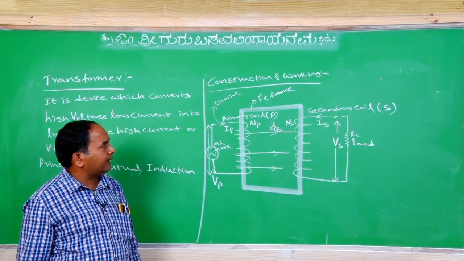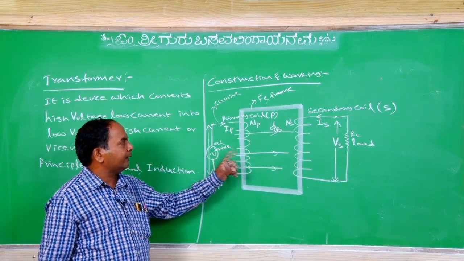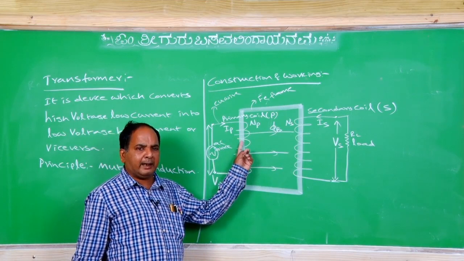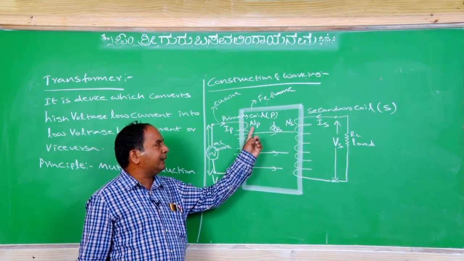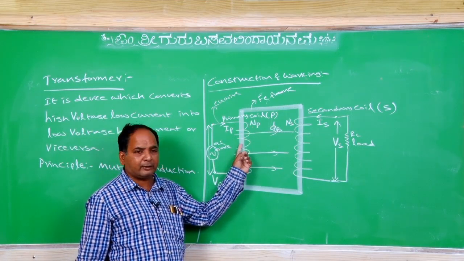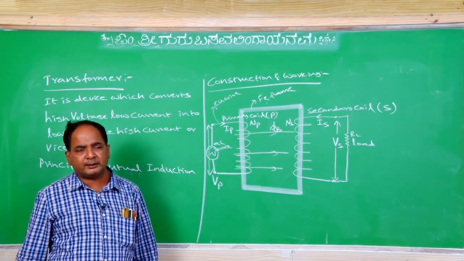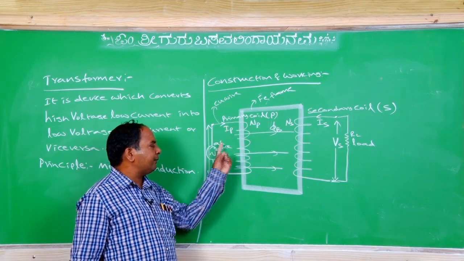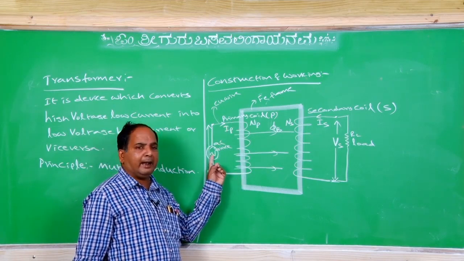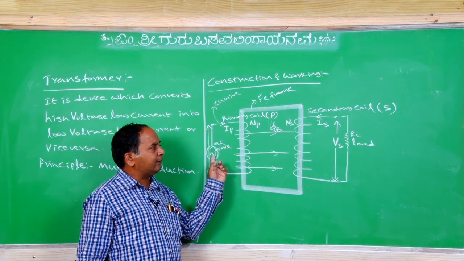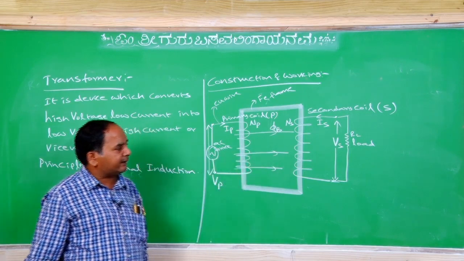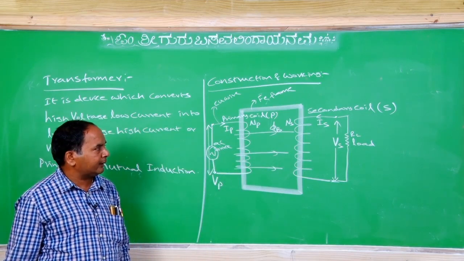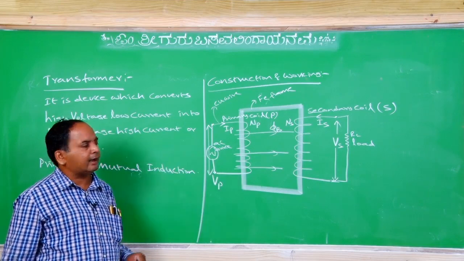Here, copper wire is wound, having a number of turns NP in the primary coil, the first coil, and a number of turns NS on the secondary coil. Here the primary coil is connected to an AC source. Similarly, the secondary coil is connected to a load, a resistance. So this is the construction.